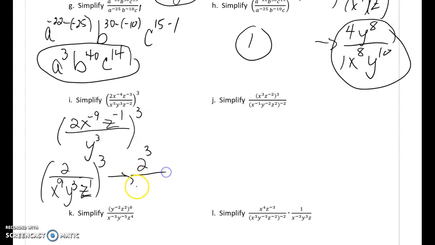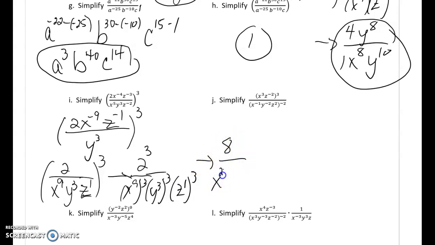I'm going to distribute to the 2 and to everything that's in the denominator. So I have 8x to the 27th, y to the 9th, and then the z cubed.